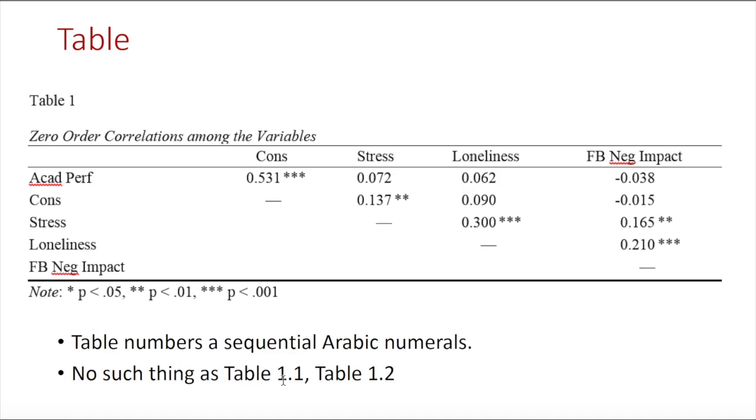Use sequential Arabic numerals for table numbers, and as a reminder, there is no such thing as Table 1.1, Table 1.2 in APA format. It's just Table 1, Table 2, Table 3, and so on and so forth.